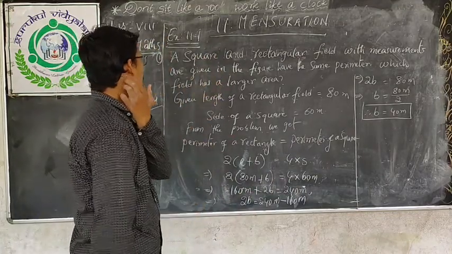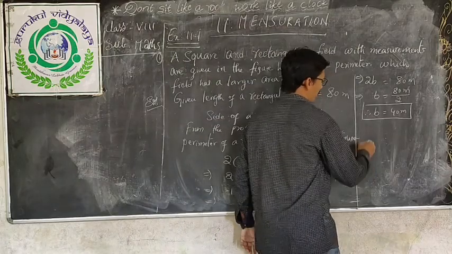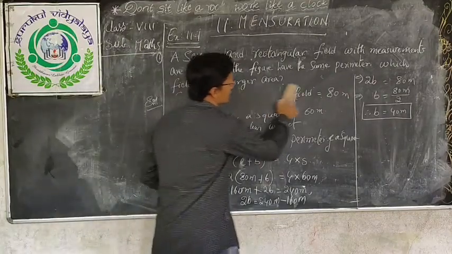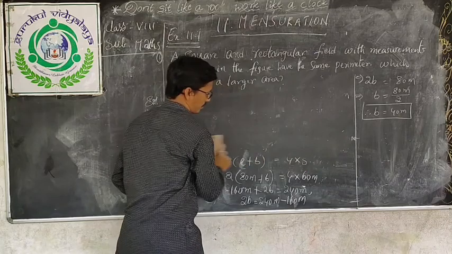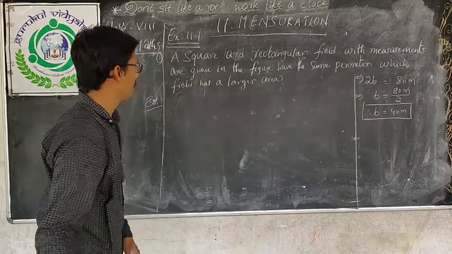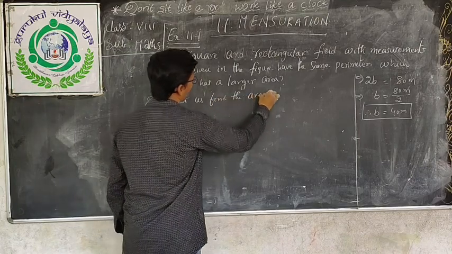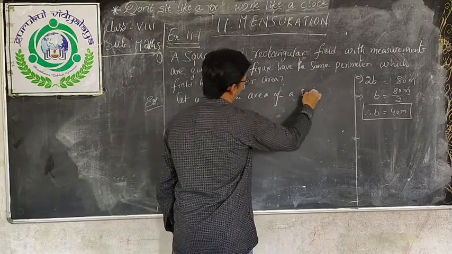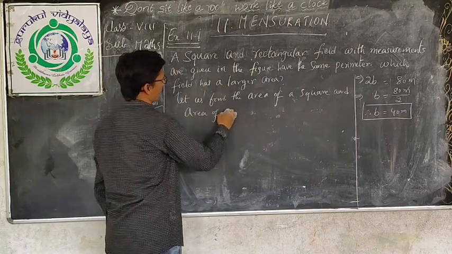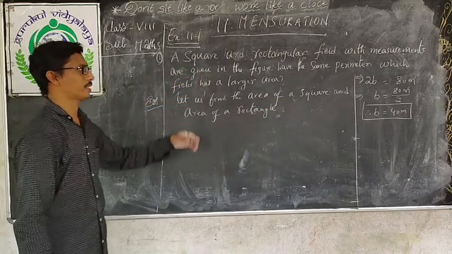Now what is asked? Which field has a larger area? Okay, so let us find the area of a square and the area of a rectangle. First we will find the area of a square.